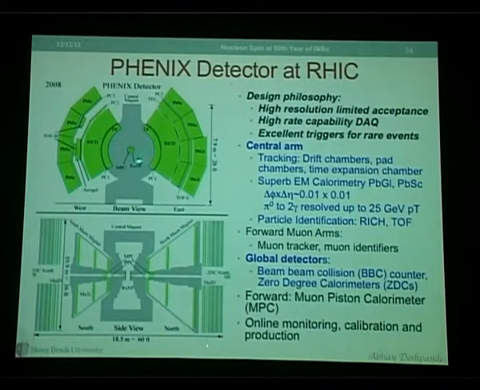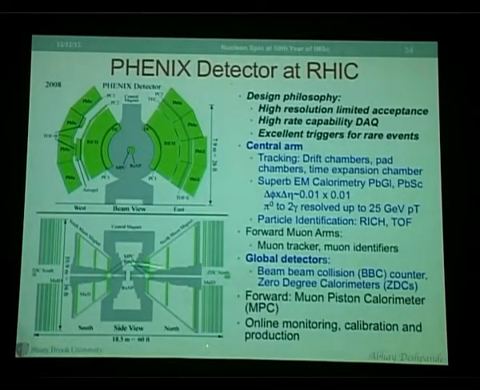Here is the PHENIX detector. There are two large collider detectors. This is the central part, the central magnet. On the east and the west side, there are electromagnetic spectrometers, east and west, looks like a turkey. And it has particle identification, tracking, and calorimetry on this side, and similarly on that side.